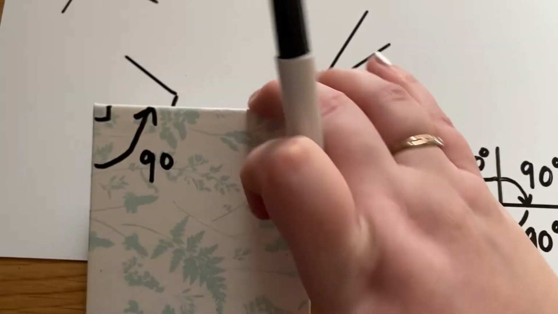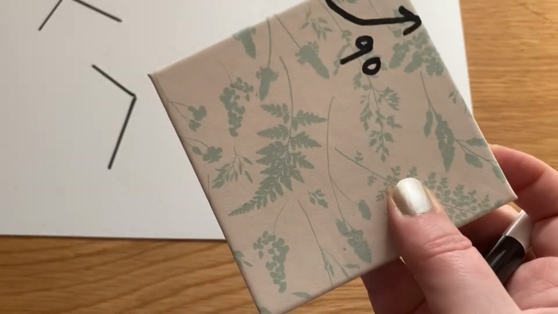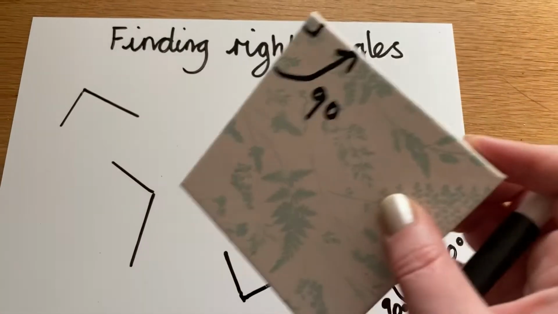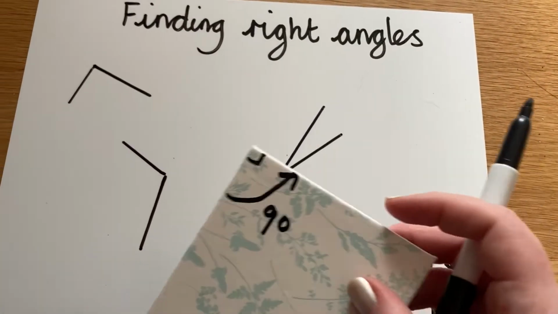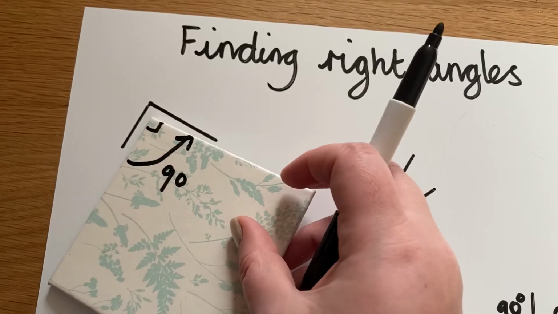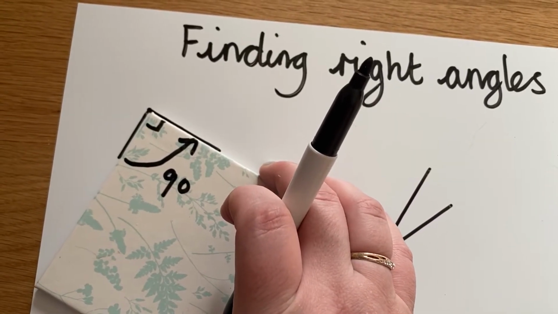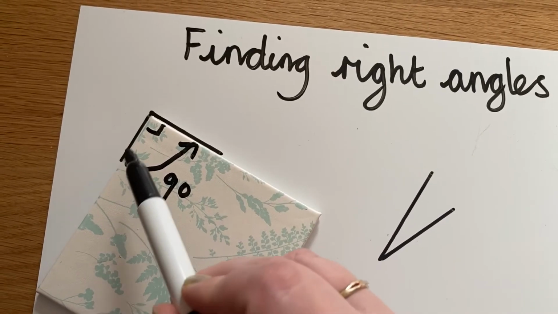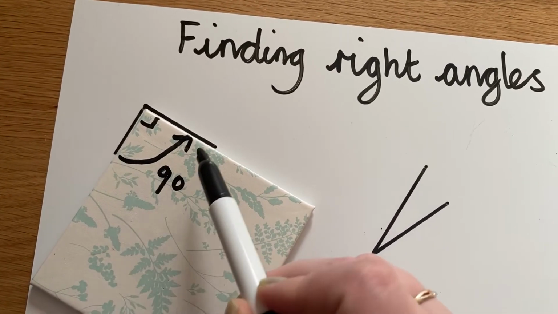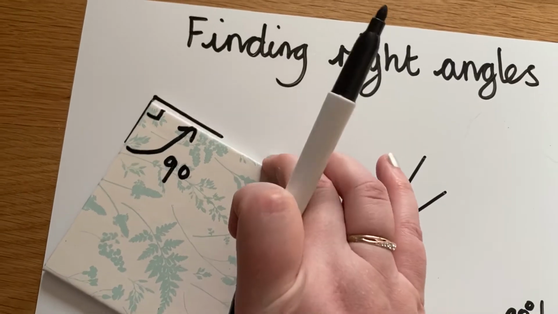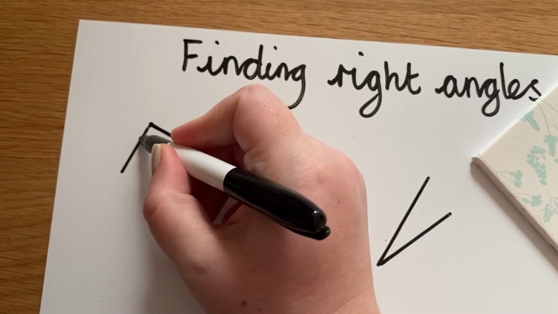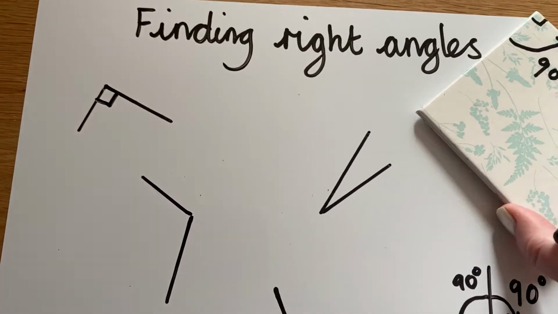Okay, so I'm going to use the corners of my coaster to try and find out if these angles are right angles. So the way that I do that is I position my coaster so that it lines up to one of the lines. Now, as you can see, the lines fit perfectly, so I turn, that's a 90 degrees, so this angle is indeed a right angle, which I can show.